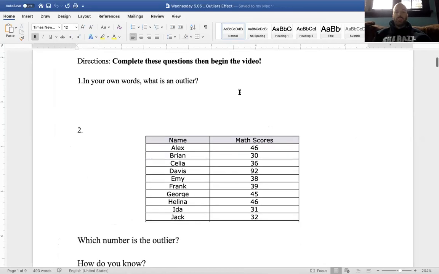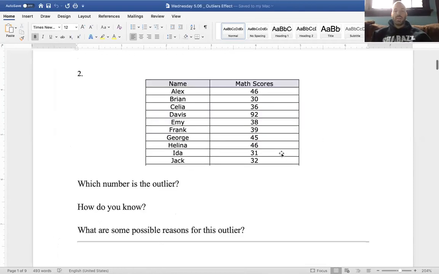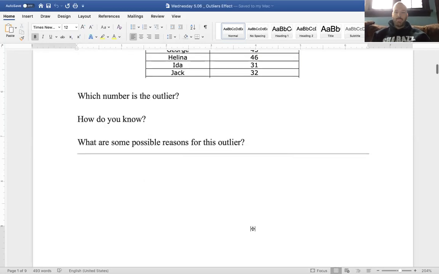Okay. Hopefully you came up with a definition for outlier. Which number in this one is an outlier? The 92 is an outlier. Everything else is in the 30s or 40s. 92 is super far away. Reasons for that outlier? We'll see what you had to say. Remember that these were math scores. So I'm going to check what you put for that.